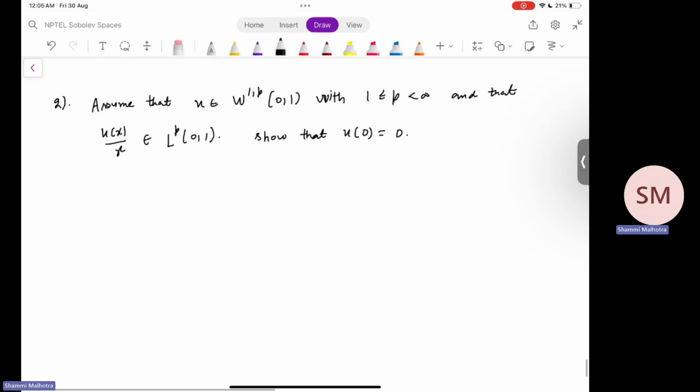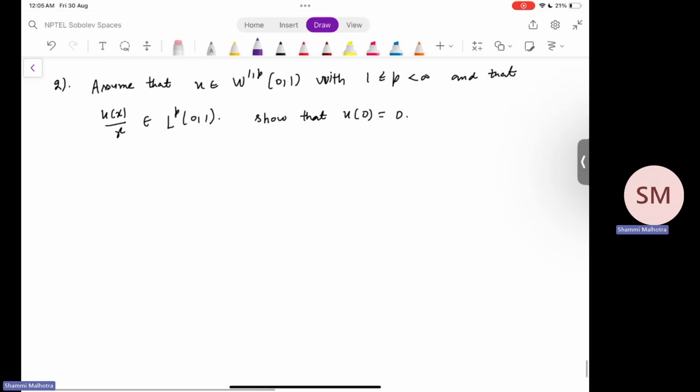So we can show that whenever there's a singularity, because u(x)/x has a singularity at x equal to 0, to deal with that and to have this function be integrable, we must have u(0) equal to 0 to basically tackle the singularity. So we have to prove this. We can prove this by contradiction.